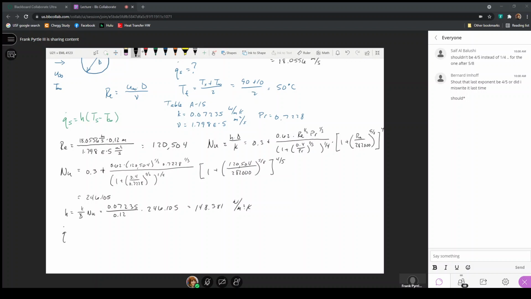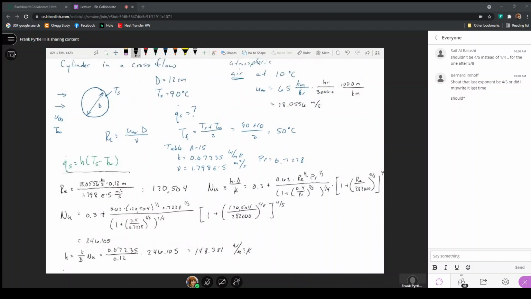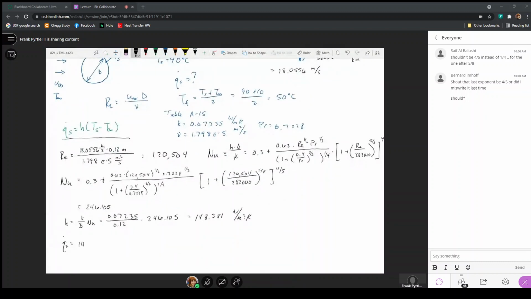So the heat flux from the surface then is 148.381, according to this expression, times Ts minus T infinity, where the surface temperature was 90 degrees and the fluid temperature is 10 degrees.